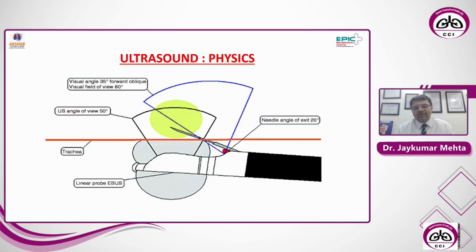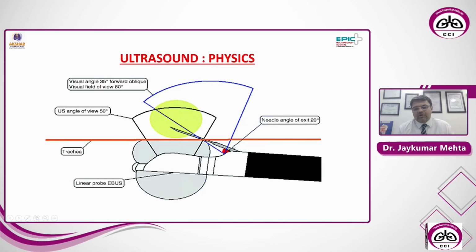Now, this is very important: whenever we are using a scope, we must be familiar with the angles. First and foremost, there is a visual angle, which is a 35-degree forward oblique. So it is not like the bronchoscope, where what we are seeing is actually there. We need to bend our thumb up and down to bring what we are seeing to the center. And there is a visual field of 80 degrees, which is beautifully depicted here. The ultrasound angle of view is a bit less, around 50 degrees.